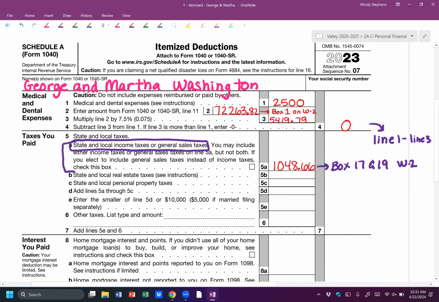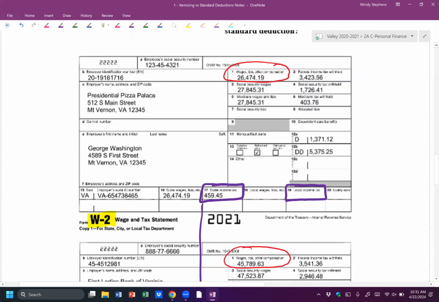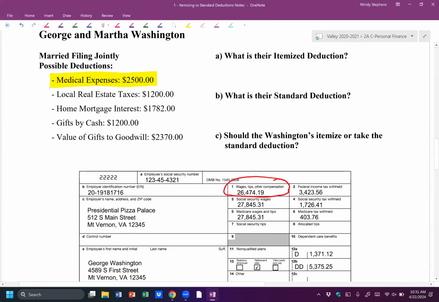All right, so that's A. So now we're going to go to B. B says state and local real estate taxes. Does it say in our list on the paper, state and local real estate taxes? Yes. So you're just looking at this top part up here. See how it says local real estate taxes right there? That's what we're going to write down.